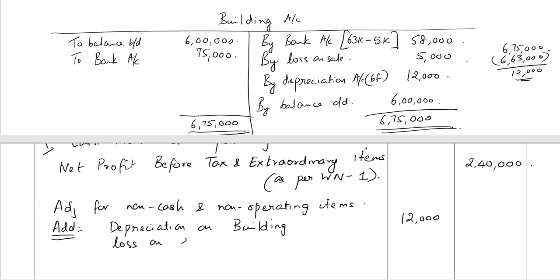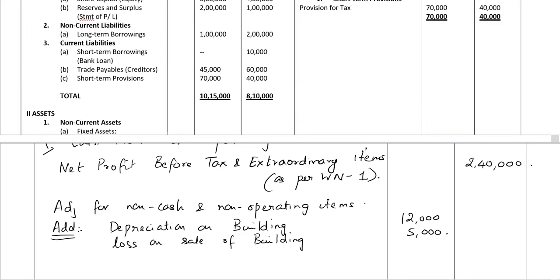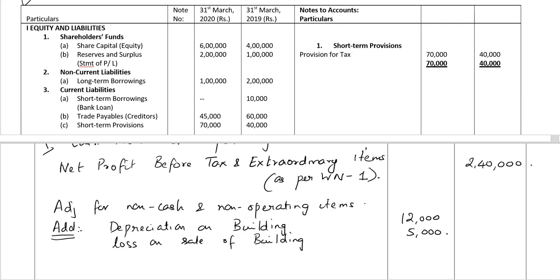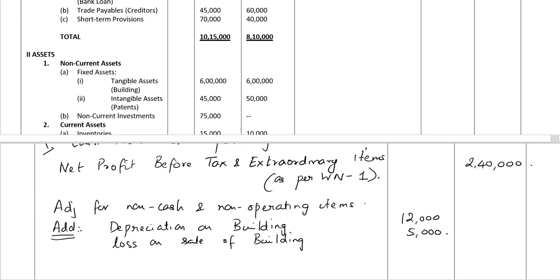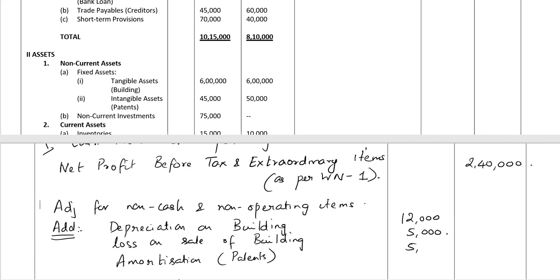There is loss on sale of building. Amount 5,000 rupees. There is no interest specified for long-term borrowings or short-term borrowings. We have amortization of patents. The opening balance of patents is 50,000 rupees and it has come down to 45,000 rupees. So amortization of patents, 5,000 rupees. There is no other amount. The list of adds to be taken to the outer column, 22,000 rupees.